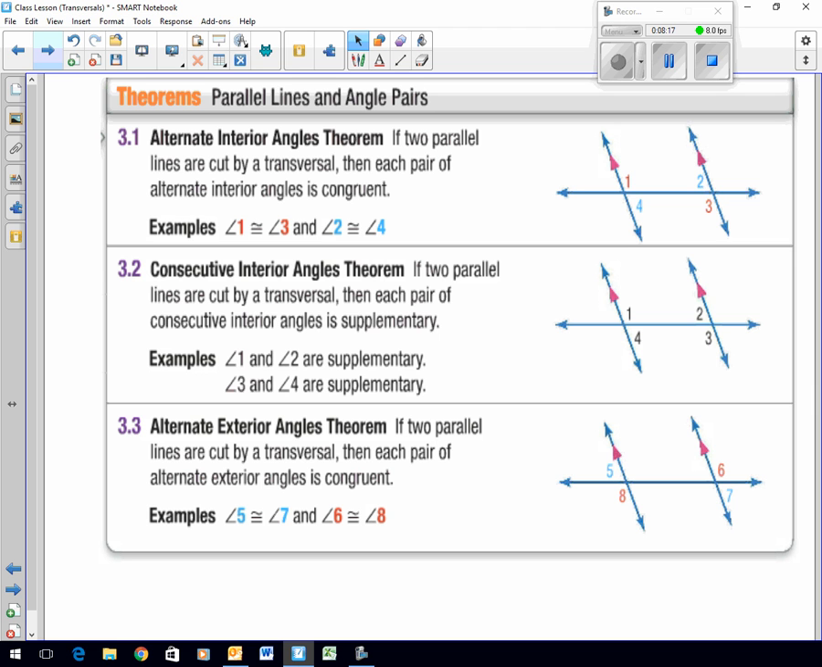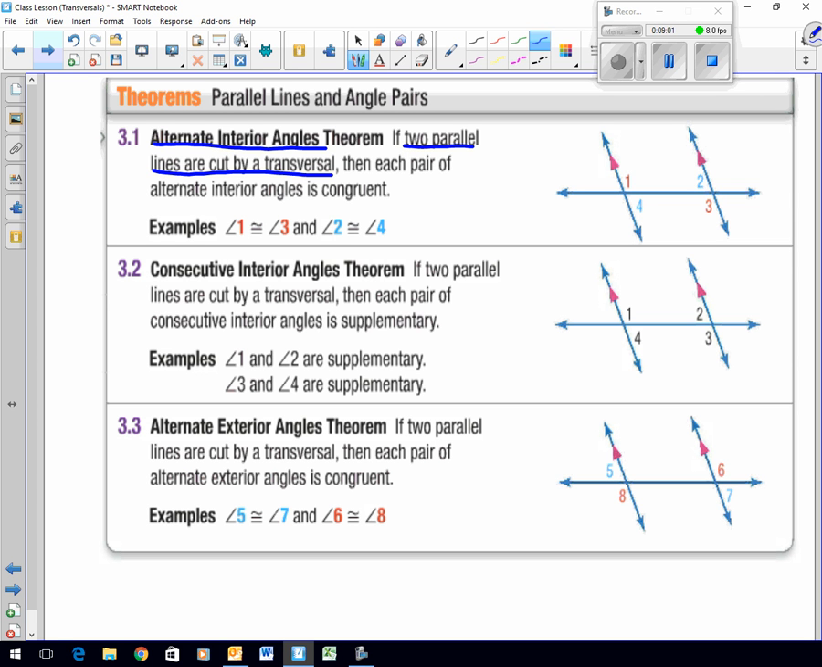All right, we got 3 more we need to know about. For right now, you don't have to worry about writing all this down, because we're going to do this about 1,000,000 times. Number 1, alternate interior angles. If 2 parallel lines are cut by a transversal, what kind of lines must they be? Parallel. If parallel lines are cut by a transversal, each pair of alternate interior angles is congruent. Now the question is, what the heck does alternate interior mean?